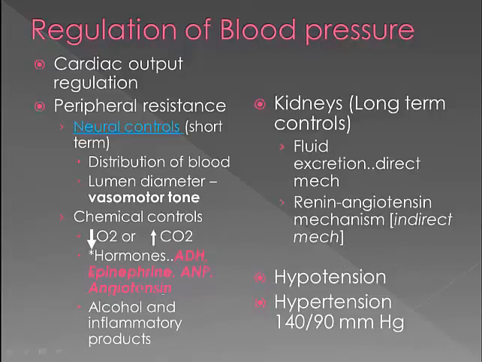Then we have certain inflammatory products and alcohol. They cause vasodilation and automatically they decrease peripheral resistance and blood pressure. Now this was all short-term control.